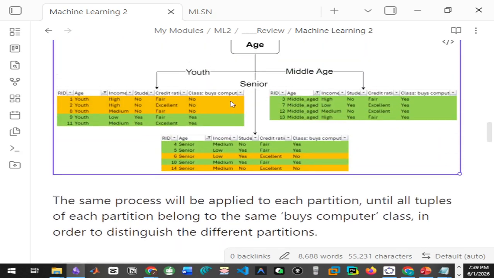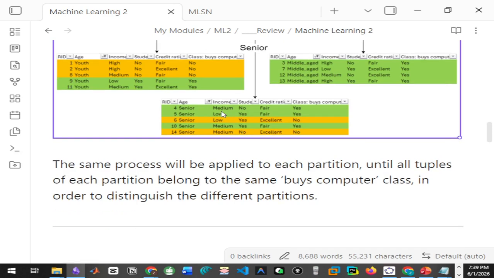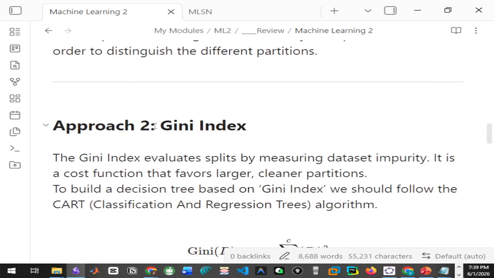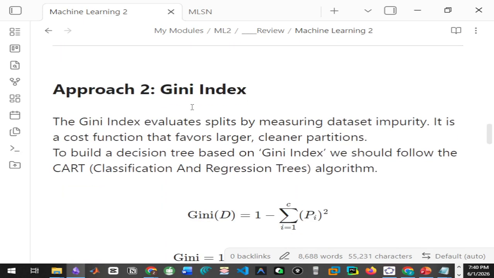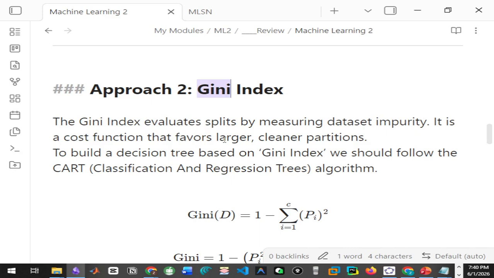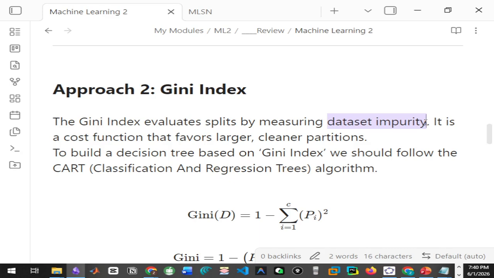Well, that was the information gain. It's very straightforward, as you can see. Now we go to the Gini index. As I said, it's a scientist's name. The Gini index evaluates splits by measuring the dataset impurity. Here, this is a key element. It evaluates splits by measuring the dataset impurity.